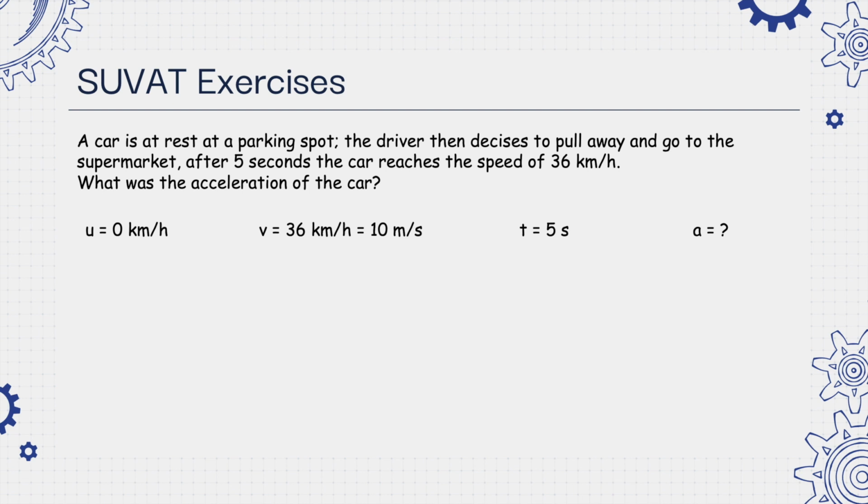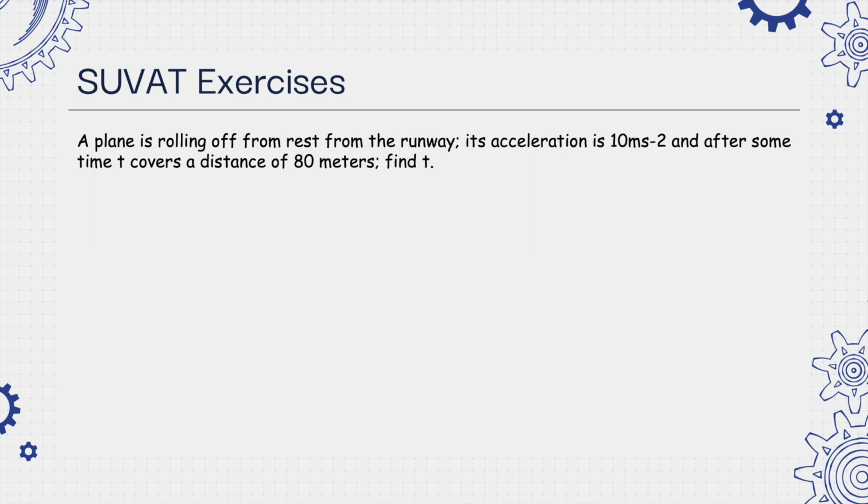And then we want to find acceleration, so this is pretty easy. It's like the definition of acceleration, the change in velocity divided by time. So we have 10 minus 0 divided by 5. The acceleration equals 2 meters per second squared.